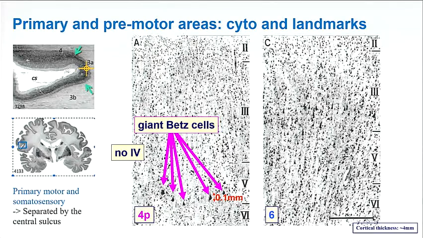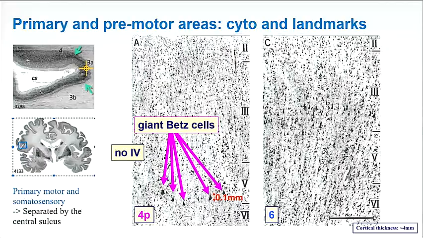It does not have a clear visible layer 4, which is the inner granular layer and which is characteristic of most of the other cortical areas in the brain. And the reason here is that during very early postnatal ontogeny, the pyramidal cells of layer 3 and the pyramidal cells of layer 5 intermingle and they dissolve layer 4.